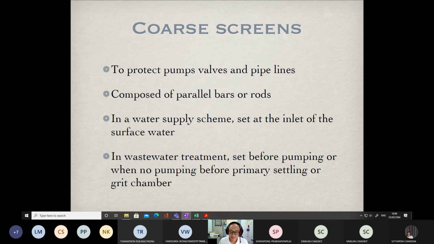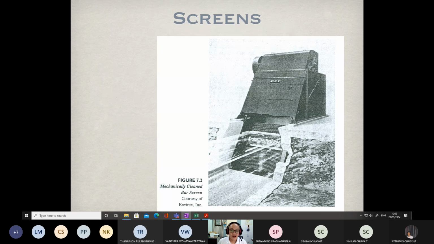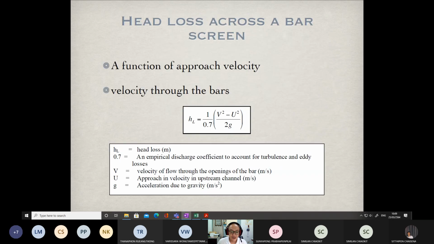But if there is no pumping facility, the screen must be located before the primary sedimentation tanks or the grit chamber. This is another photograph of the screens with mechanical cleaning equipment.